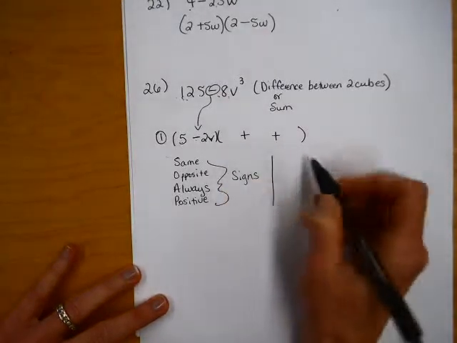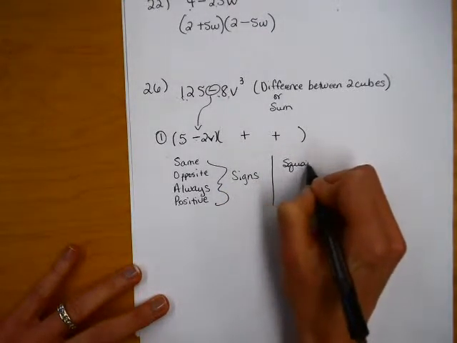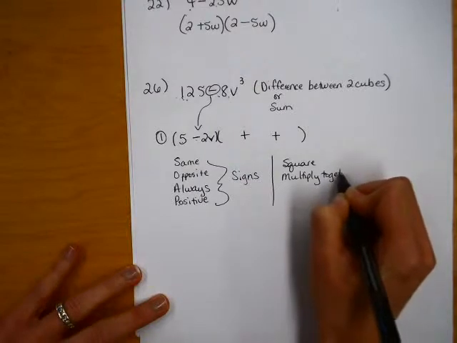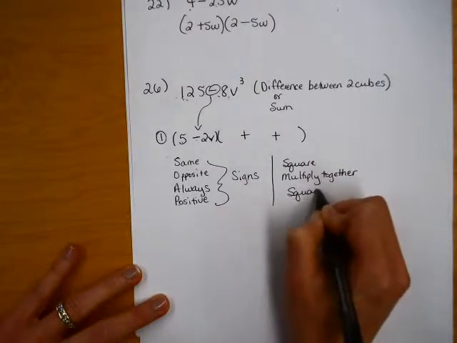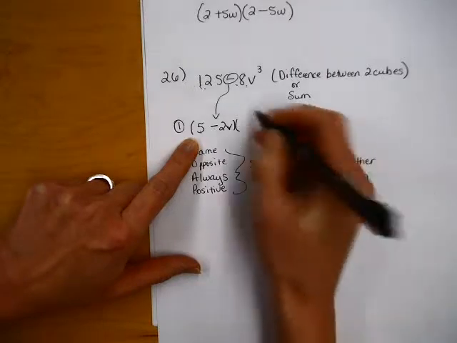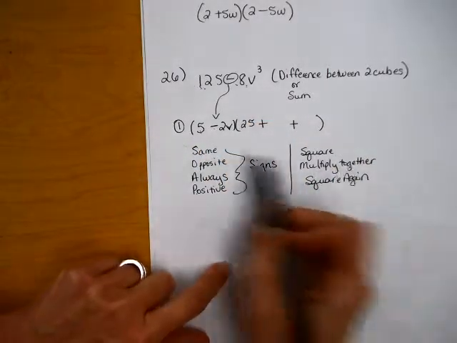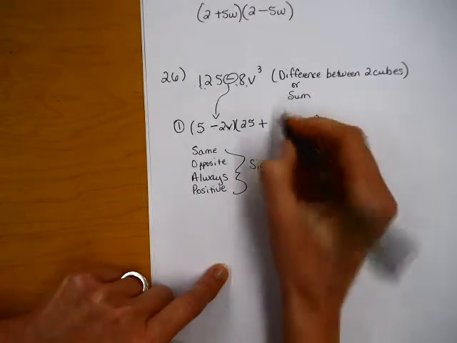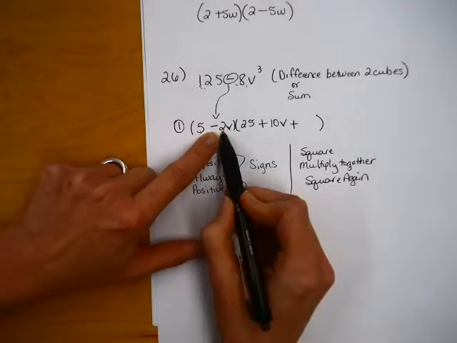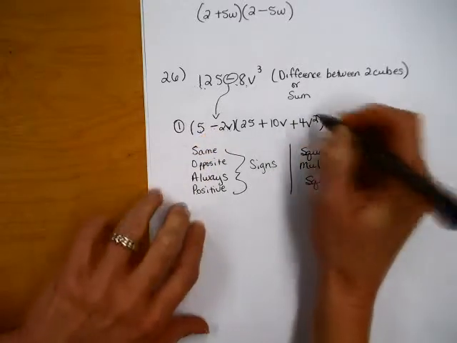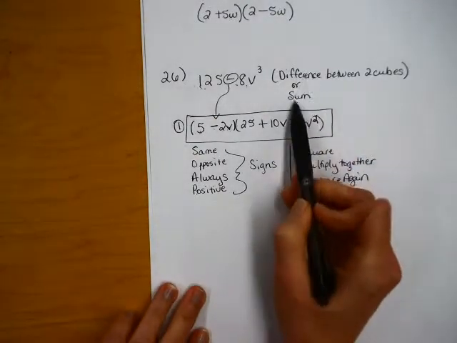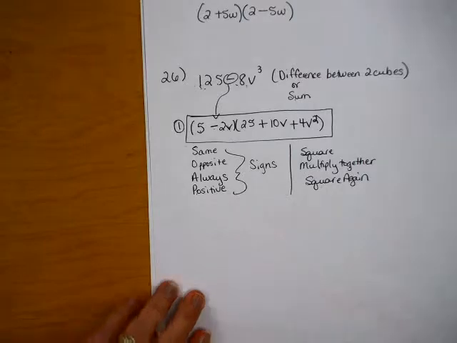Then, to get this trinomial part, I square, multiply together, and I square again. What do I mean? Well, I square this first term I put here, so 5 squared gives me 25 here. I multiply together, so I multiply these two inside of here together. 5 times 2v gives me 10v in the middle, and then I square again. I square the second term here. Well, 2v times 2v would give me 4v squared on the end. And so this would be the final factorization. And so you would work the sum between two cubes using this same process.